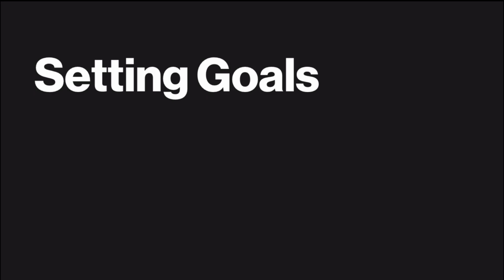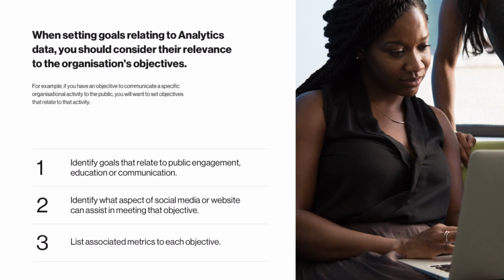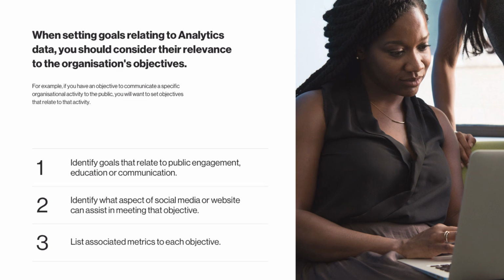You can follow this simple process to ensure that you set relevant goals. Firstly, identify organizational objectives that relate to public engagement, education, or communication. Secondly, identify what aspects of social media or your website can assist in meeting those objectives. Finally, list out social media and website metrics that are relevant to each of those objectives. You can now track progress against these metrics to identify your progress in meeting these overall goals.